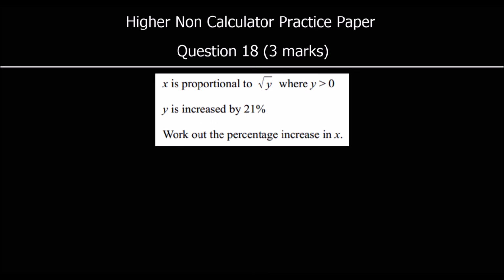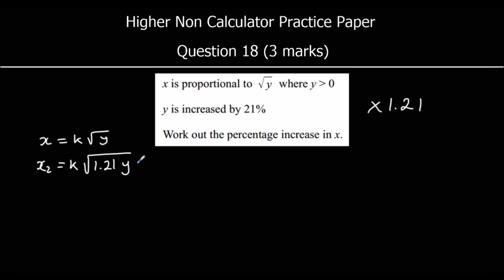Okay, one for you to try, so give this one a go. We've got the same thing, so x is proportional to square root y. That means x is something times square root y. We've increased y by 21%, which means times by 1.21. So our new x is k times the square root of 1.21 y's. I can split this up. So I've got square root 1.21 times square root y.